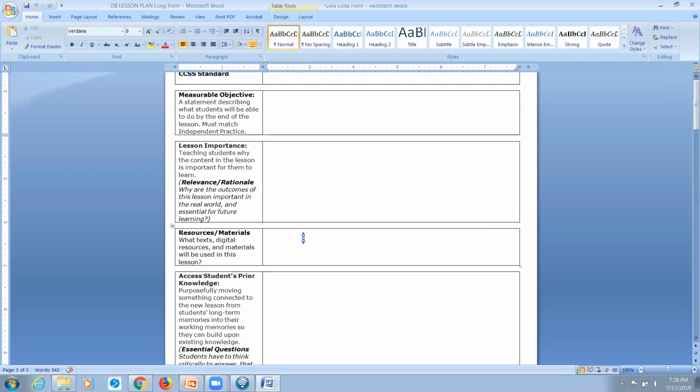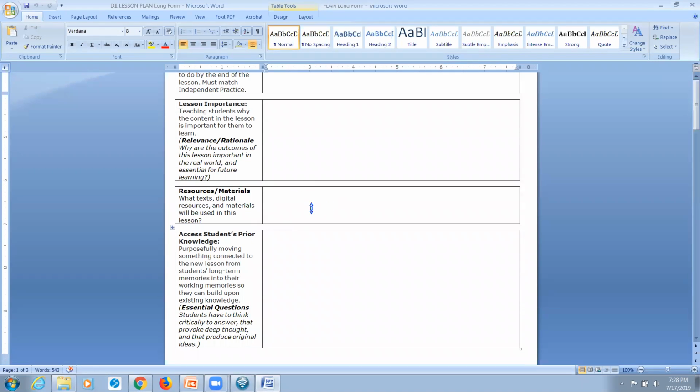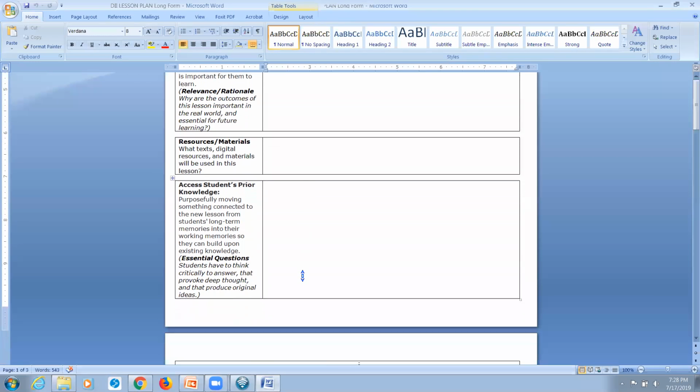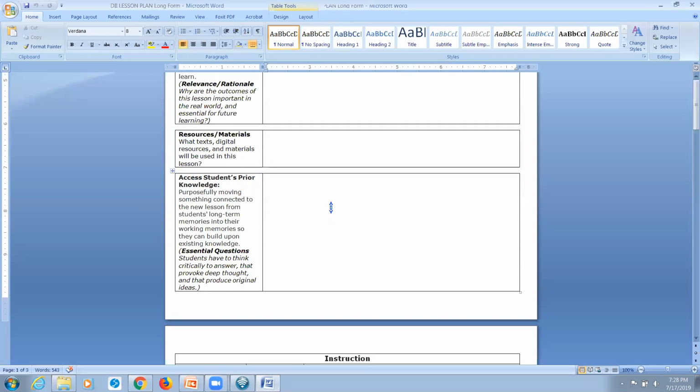What materials or resources are you going to need? This is just great to list out so you're ready and planned. And now we're going to get into this first section right here, activating or accessing students' prior knowledge.